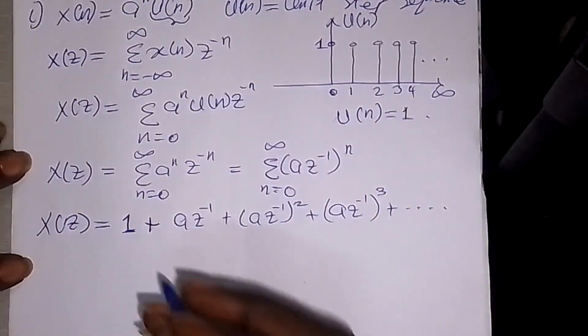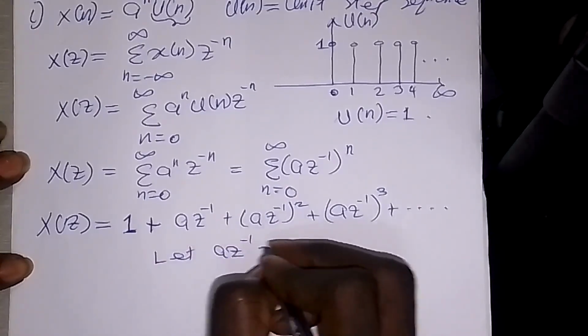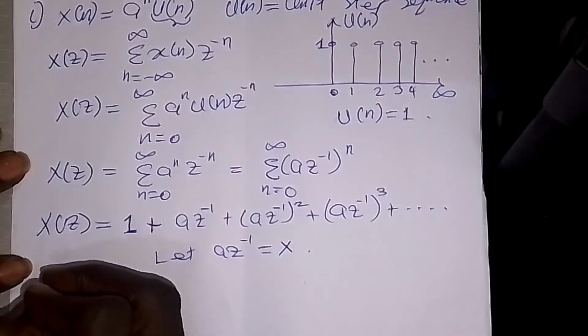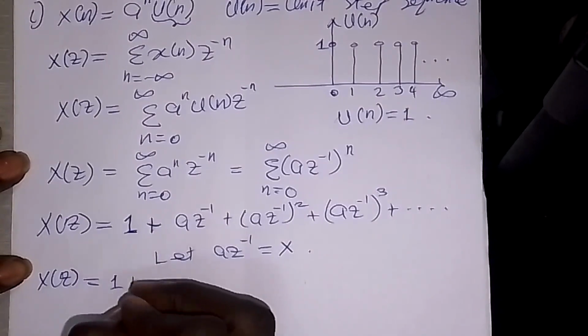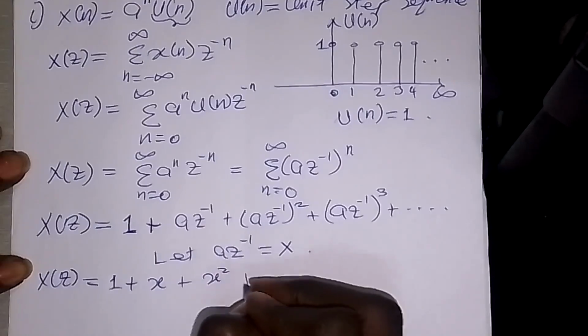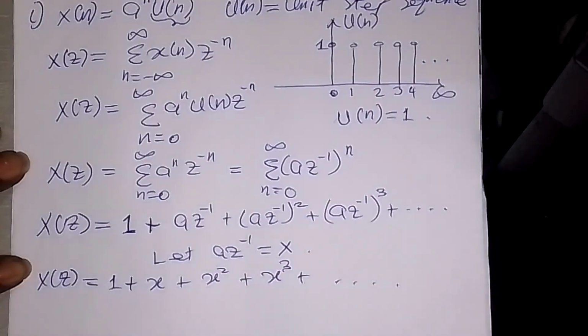Now let's say that a z minus 1 is equal to S. Then if I have that, x of z will be equal to 1 plus S plus S squared plus S cubed, up to infinity.